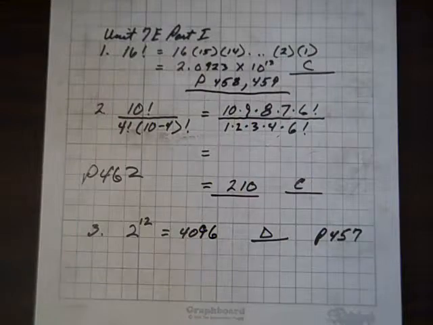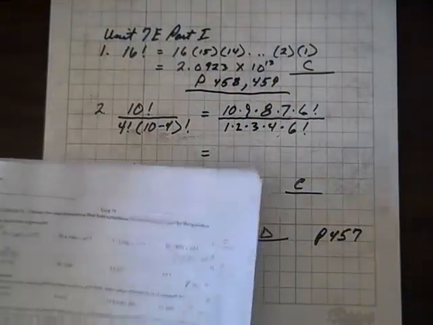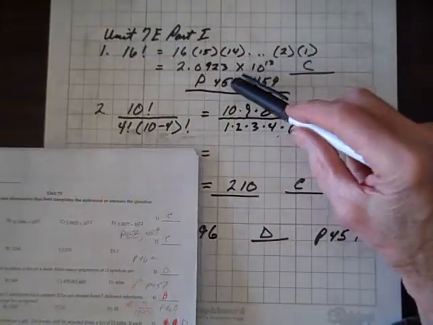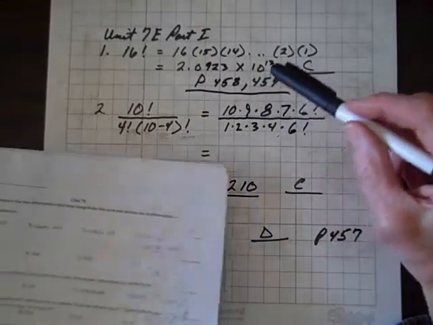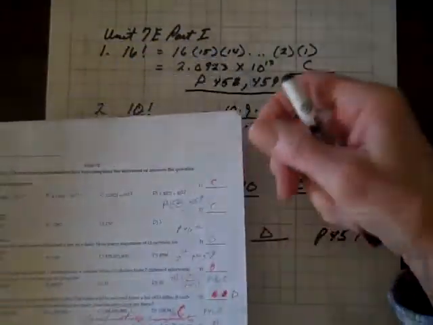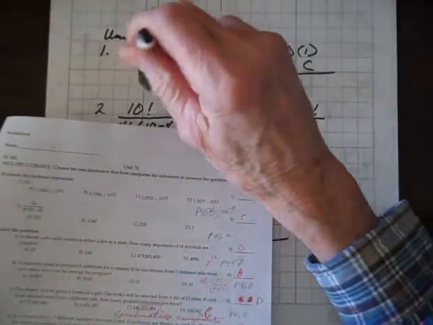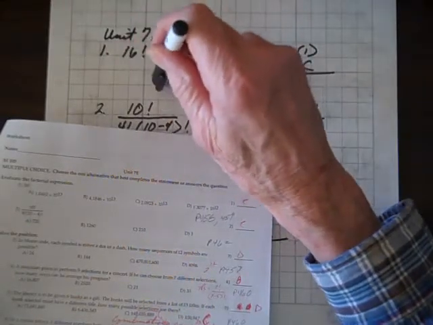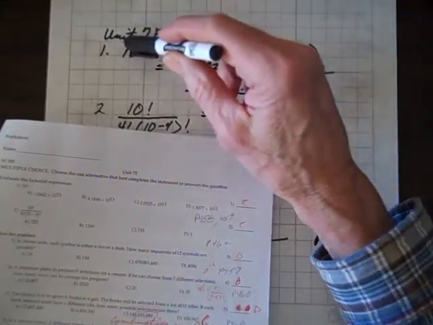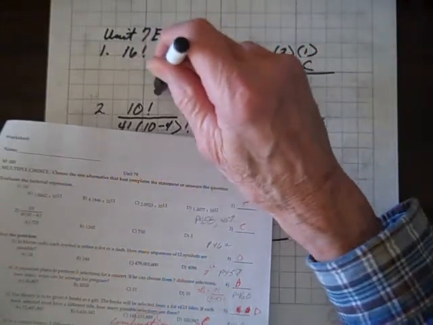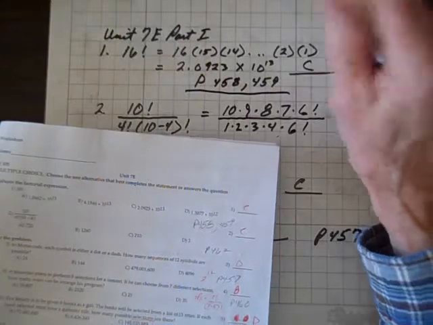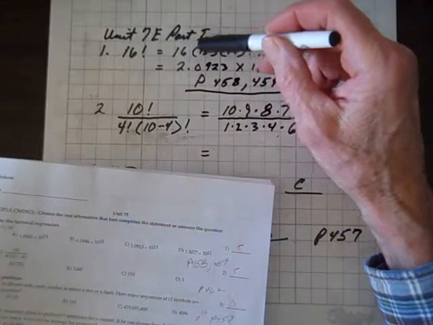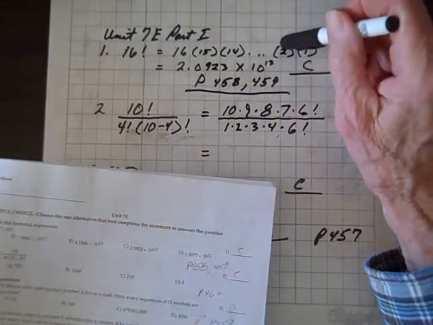Well, this is Unit 70 and our Part 1. And 16 factorial. Now, when you go to pages 458 and 459, they explain factorial, but factorial is, say, 3 factorial. That's 3 times 2 times 1. 4 factorial, 4 times 3 times 2 times 1, and so on. So 16 factorial would be 16 times 15, and so on, all the way down to 1. And so now 16 factorial is 16 times 15 times 14, and on to 2 times 1.